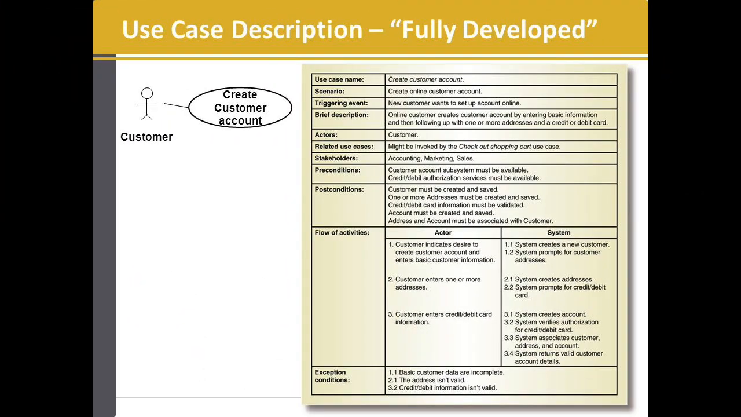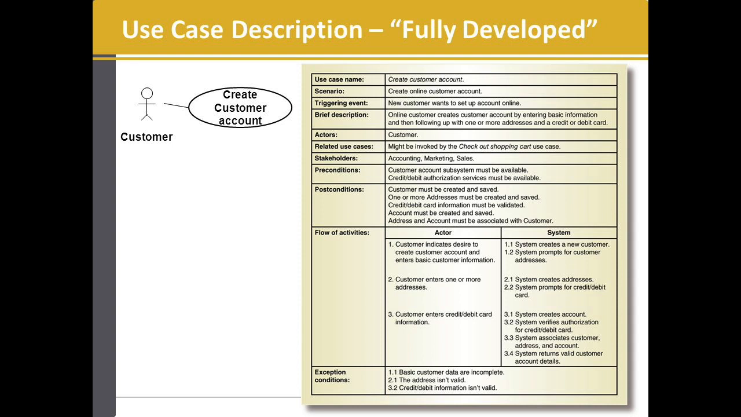Now I'll show you a picture and I'll start explaining the fully developed use case description. In this fully developed use case description, the first thing you can see is the use case name. In this case, it's create customer account, and it's formed from a verb and a noun. Then we have the scenario. A use case can have more than one scenario, which is a special case or a more specific path, which is create online customer account.